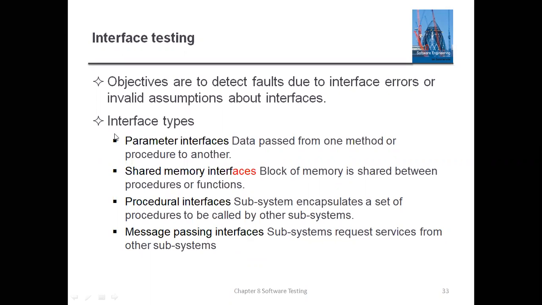So what we have learned from here is that there are some interface types, which are known as parameter, shared memory, procedural, and message passing interfaces. If any kind of errors, invalid assumptions, bugs, or faults happen in between these interfaces, they should be detected as soon as possible, or you can apply a testing method to find the errors. These are all the objectives of interface testing: to detect the faults.